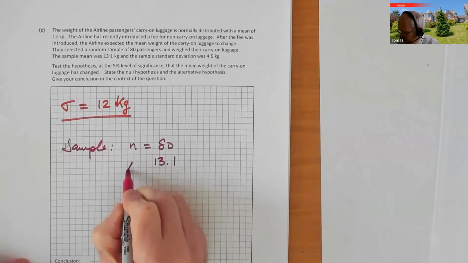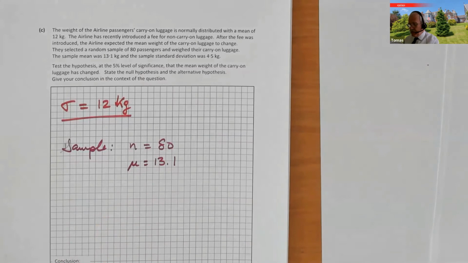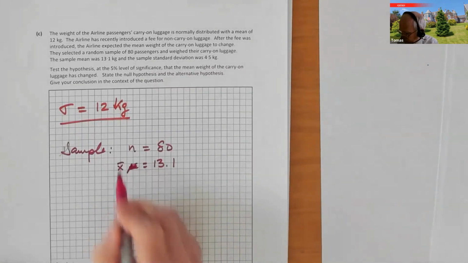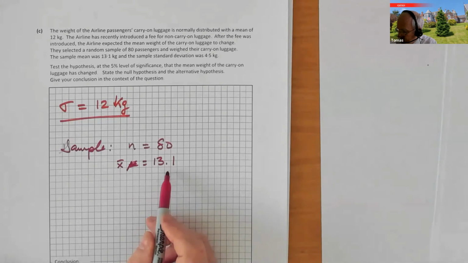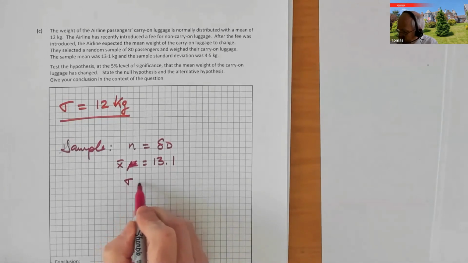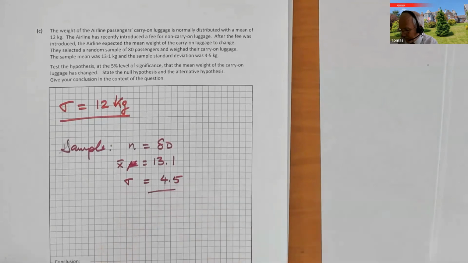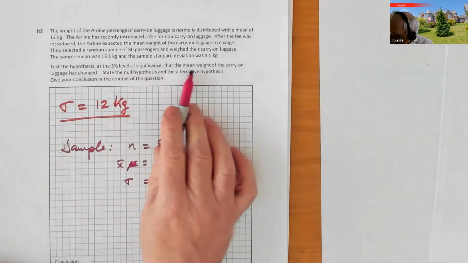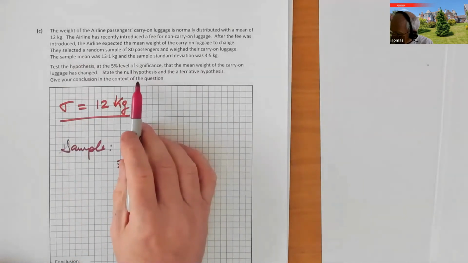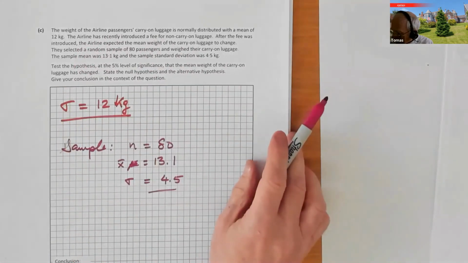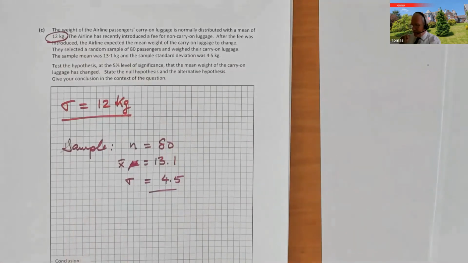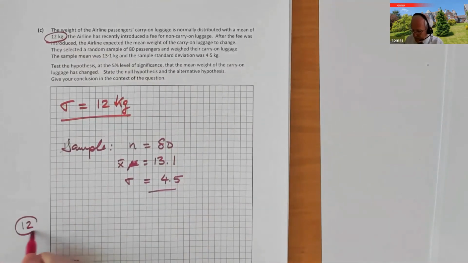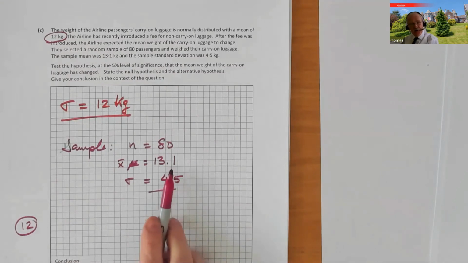So let's call this mu for a moment, or even x bar if we want. The sample mean is 13.1. And the sample standard deviation they got was, say, 4.5. Now, it used to be, test the hypothesis at the 5% level that the mean weight of the carry-on luggage has changed. The weight is normally distributed at a mean of 12. Now, it used to be 12, but they got 13.1 with the standard deviation of 4.5.